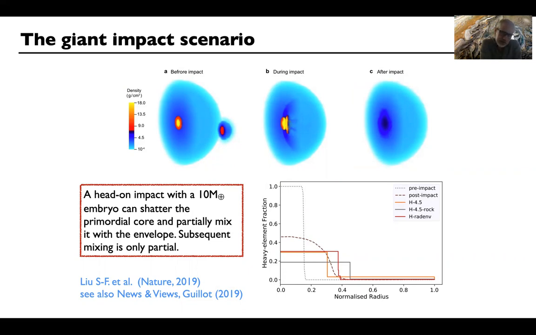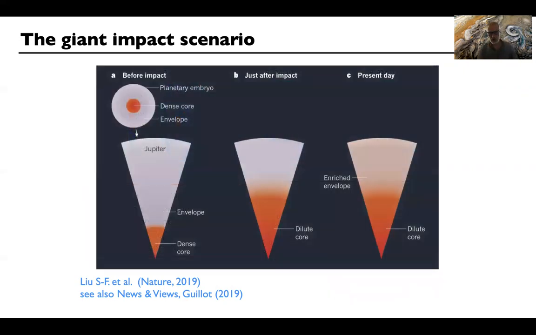So Shanfei Liu has come up with an interesting idea. It's a little bit the last resort when you can't do anything else: you rely on giant impacts. And he showed that if you have a Uranus mass planet, around 10 Earth masses, that impacts a young Jupiter in a head-on collision, then you can partially mix the core with the envelope, and you have the gradient that you need to explain this dilute core and the Juno observations. So that would be able to explain both the dilute core and the enriched envelope, because you're mixing up these elements that are deeper into the interior.